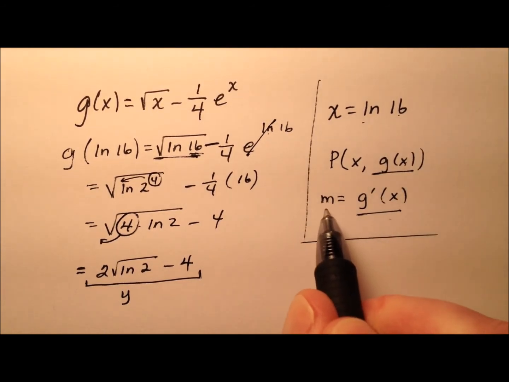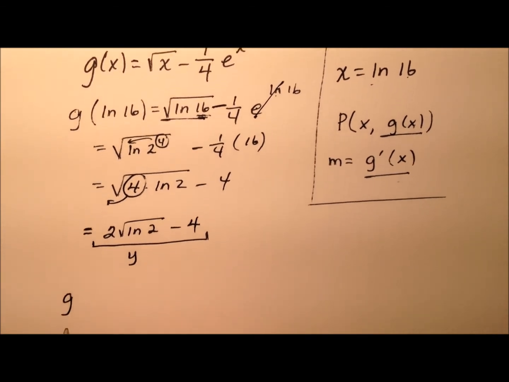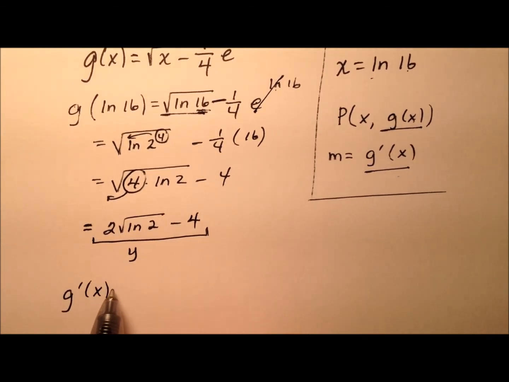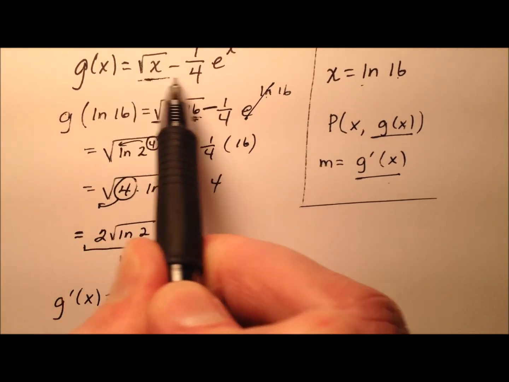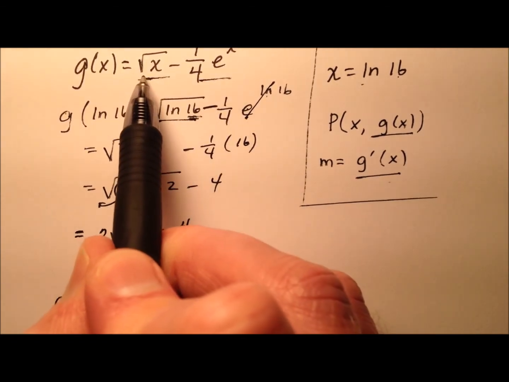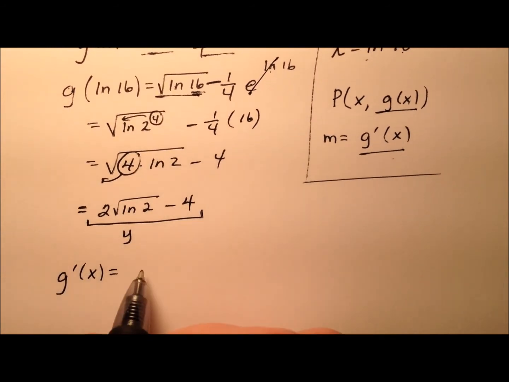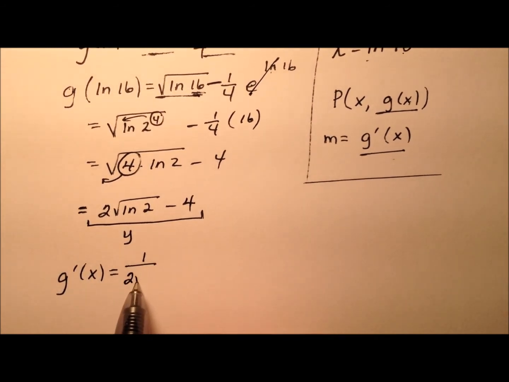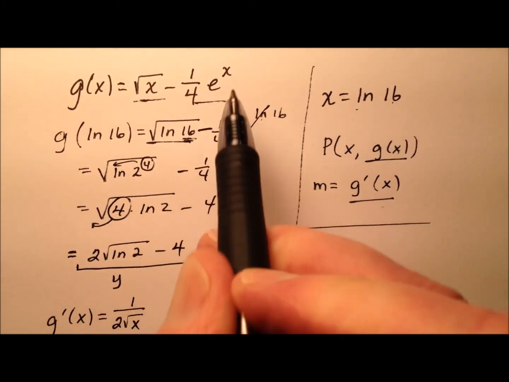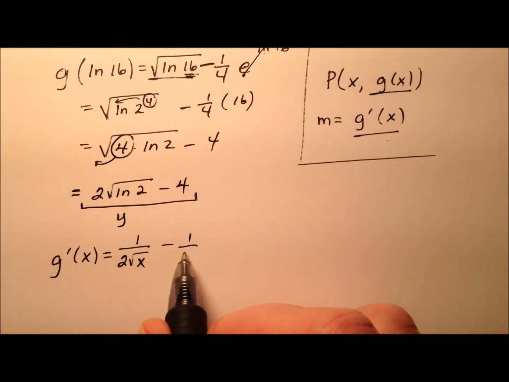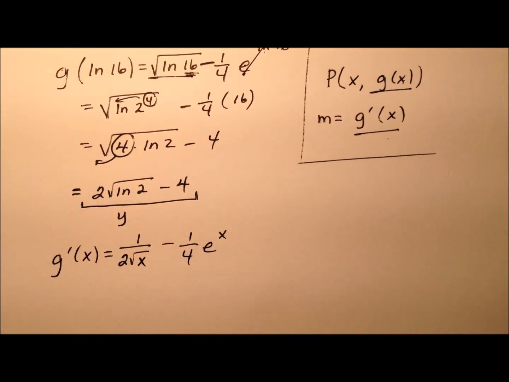All right, well, let's go ahead and find the slope now, but to find the slope, we first need to find the derivative of our function. So we need to take the derivative of each piece here. So the derivative of the square root of x is 1/2 times the square root of x. And then the derivative of 1/4 e to the x is just 1/4 e to the x.